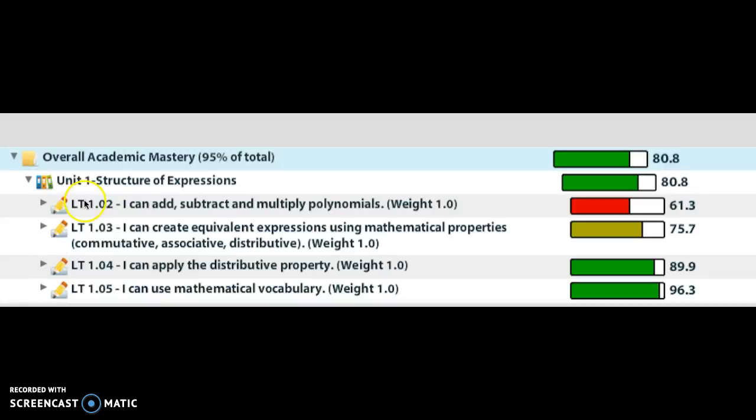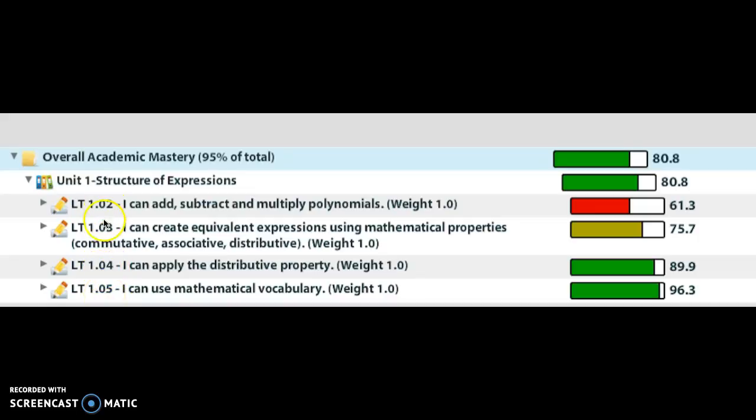Okay, so here I have an example of a student's overall grades for Unit 1. This student's overall grade currently, overall in our class, is an 80.8 because the only unit we have right now is Unit 1. So this student currently has a B average, and that is made up of an average of their 4 learning targets that were in Unit 1. So there was learning target 1.02, there was learning target 1.03, 1.04, and 1.05.